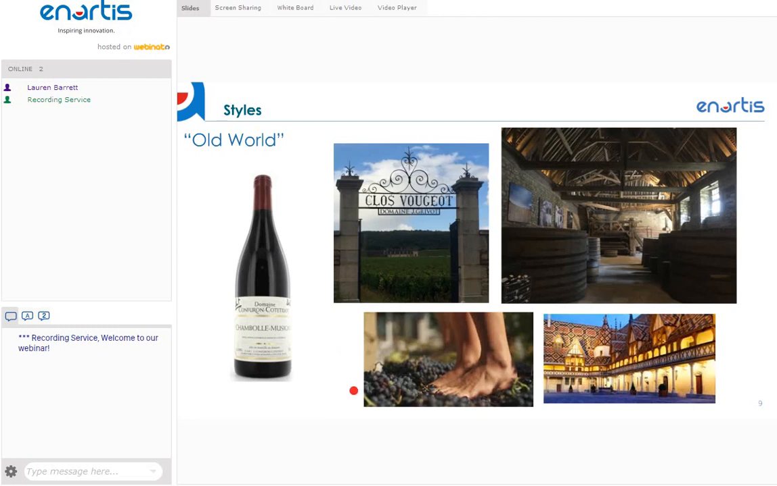This is the Hospices de Beaune, which is a very historical and iconic establishment in Beaune, and they hold an auction every year, which is very famous throughout the wine world. And they also have various stakes in many vineyards located throughout the region. Domaine Confuron is a classic example of Old World Burgundy. It's using 100% whole cluster and spontaneous fermentation techniques.